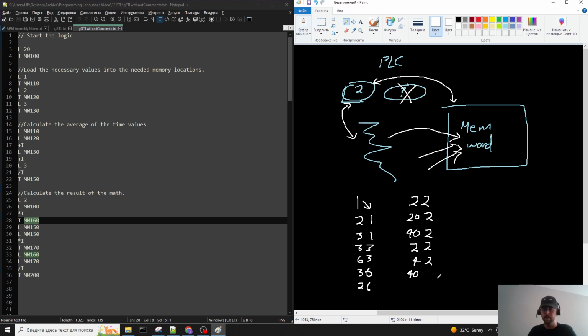It pushes the 4 over here. Then we load 4. It puts the 4 here and it pushes this 40 over here. And now when we do our divide, it takes 40 divided by 4 and it gives us 10. And then the last step here, transfer to memory word 200, is to move our solution into the memory location that we are concerned with in our long-term storage memory.